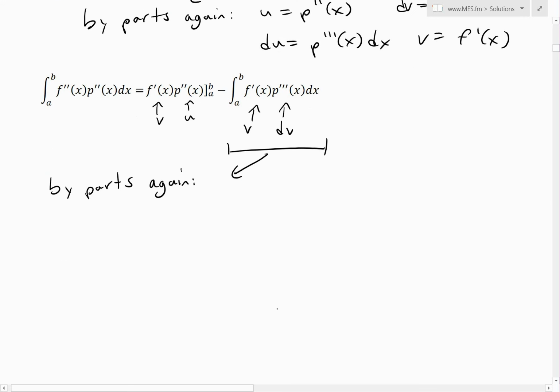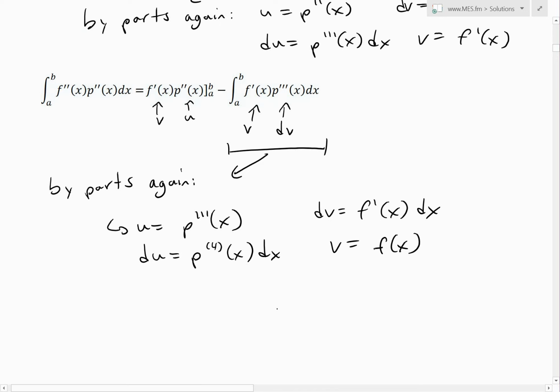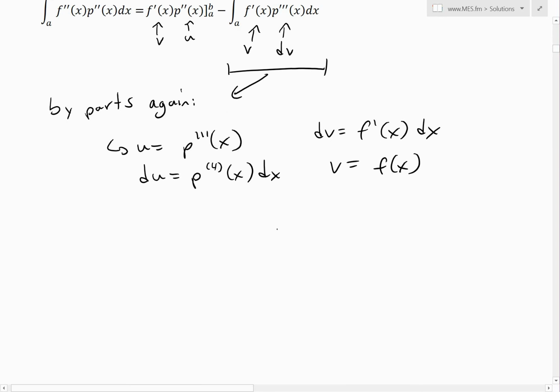But in this case, this is going to be something pretty interesting. So what we have right here, our u, we'll define as the third derivative of p of x, and then du is going to be equal to the fourth derivative, like this, dx. And then our dv, again, is going to be equal to f prime of x dx, and then the integral v equals f of x. So now we have our function f of x that's finally shown, but now we have this fourth derivative.